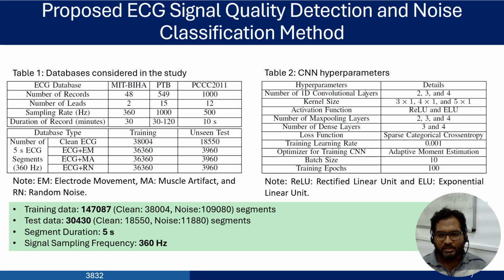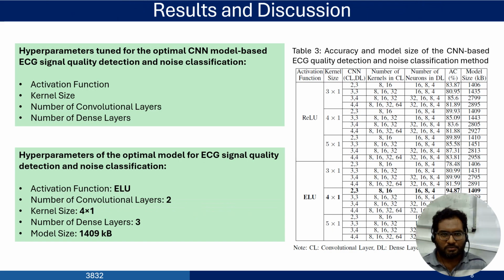The number of dense layers are 3 and 4, and the sparse categorical cross entropy loss function is considered while training, and the learning rate is set to 0.001 with the adaptive moment estimation optimizer for training the CNN. The CNNs are trained with a batch size of 10 and for 100 epochs.